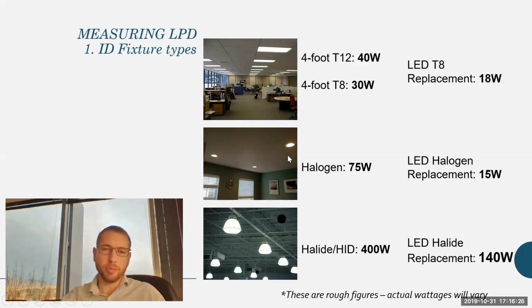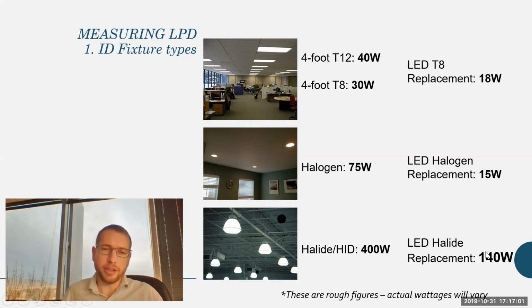A halogen bulb, this would be like in those well lights. Looks like the ones in this room were already replaced by compact fluorescents. A halogen bulb would be about 75 watts. An LED replacement for that would be all the way down at 15 watts. And then a high intensity discharge or high pressure sodium, HID, HPS. These would be your big manufacturing facility, bright lights. Those might be at about 400 watts, and an LED replacement for one of those might be in the 150 watt, 140 watt range.